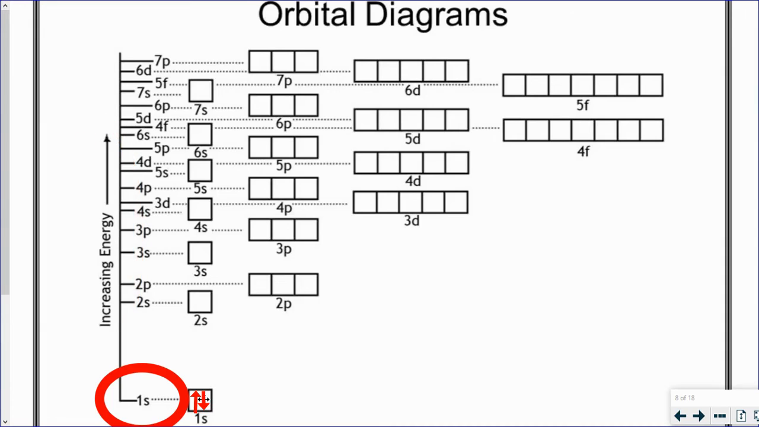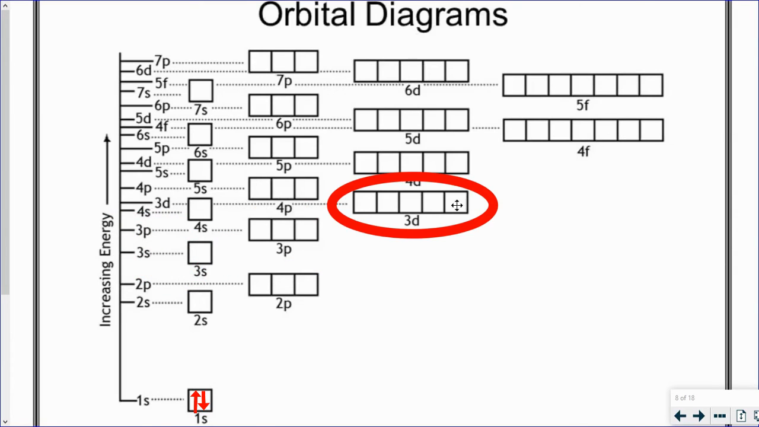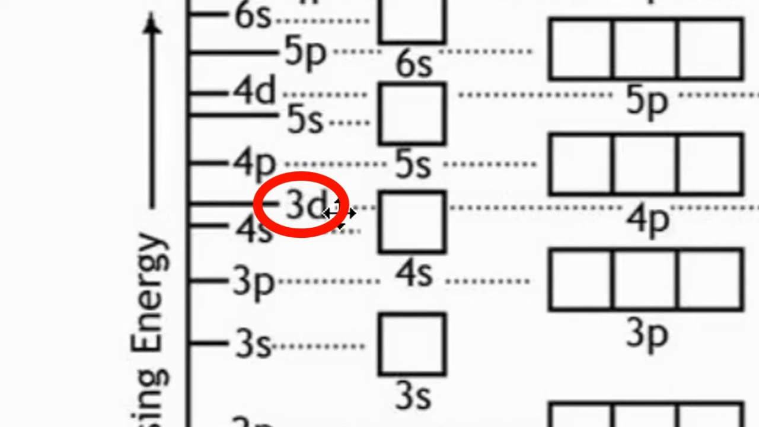First we see the 1s orbital with the lowest potential energy. Next we see energy level 2, which is broken down into the 2s orbital and the 2p orbitals. Then we see the third energy level, which is broken down into the 3s orbital and the 3p orbitals, and then the 3d orbitals. Notice how the 3d orbital is slightly higher than the 4s orbital.